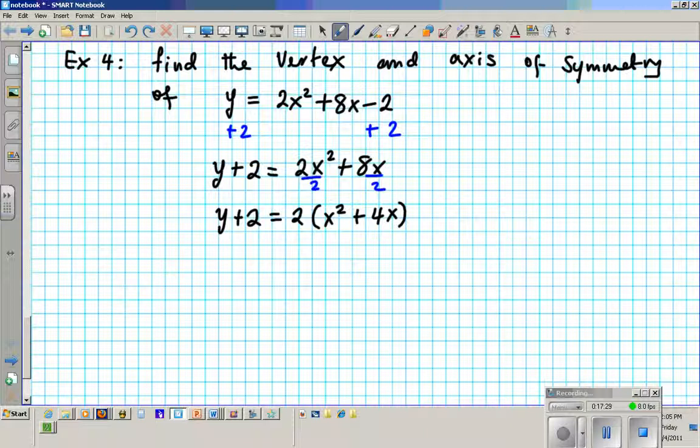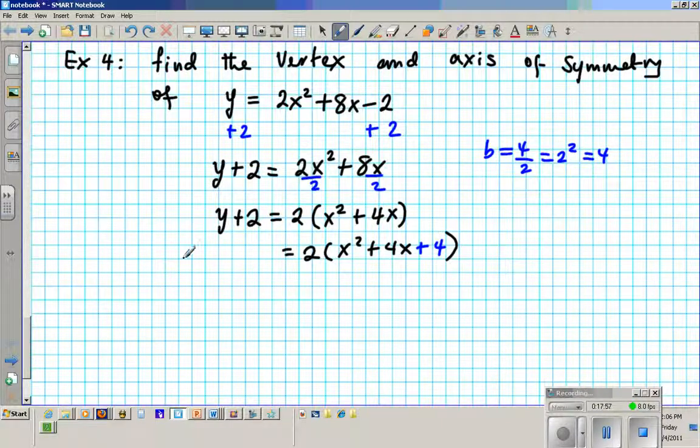And then you're going to do b over 2 squared. So b is this term right here, right? So b is 4. What do you do with that? You divide it by 2, and then you square it, which is 4. So b over 2 squared is 4. So on the right side, we have 2 times x squared plus 4x plus 4, sorry. This 4 we got by doing b over 2 squared. So we have a perfect square trinomial there.